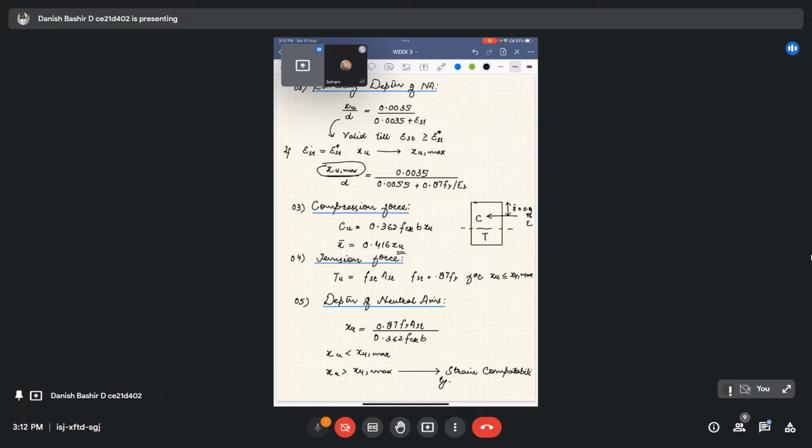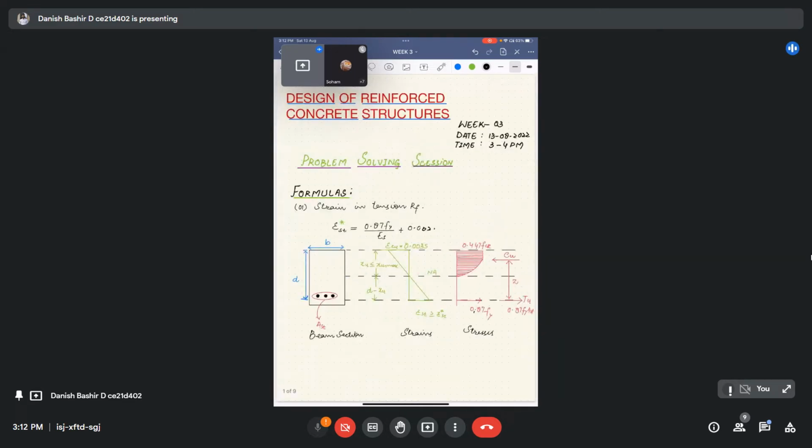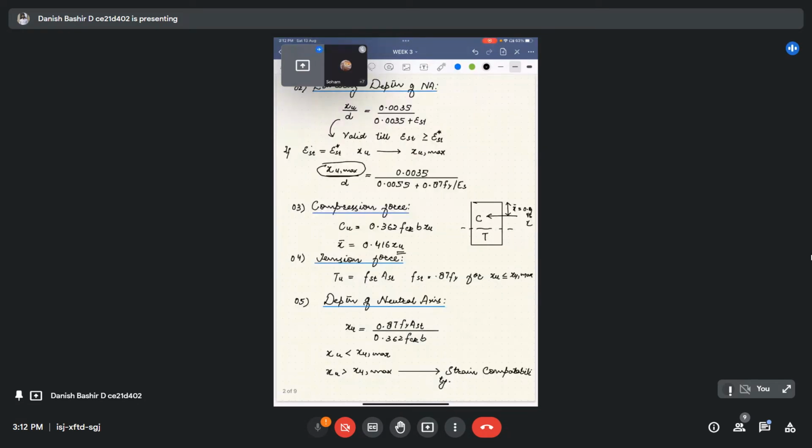The tension force, Tu, is what I already showed here. Tu is equal to 0.87 fy Ast. Here this fst is 0.87 fy. We take the yield strength of the steel and divide it by the factor of safety 1.15. That comes out to be 0.87. These formulas are valid up to xu less than or equal to xu max.